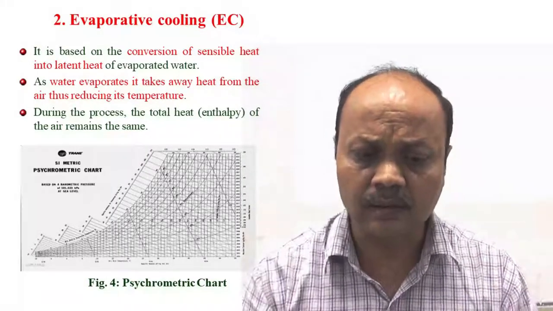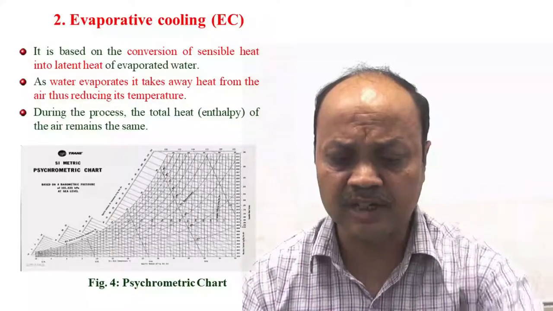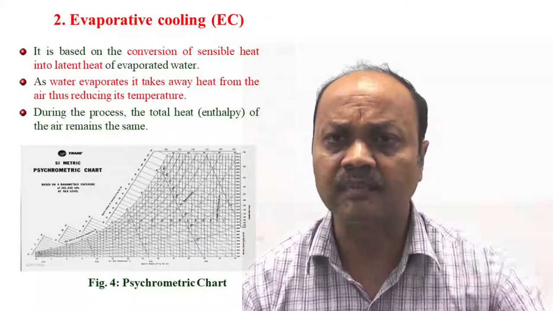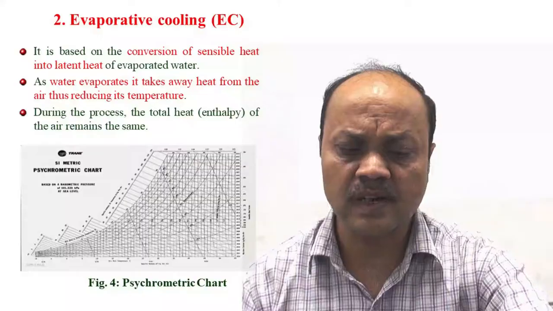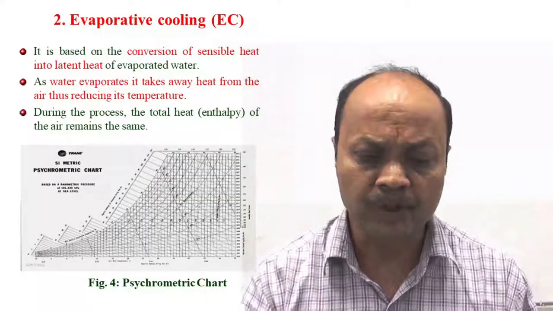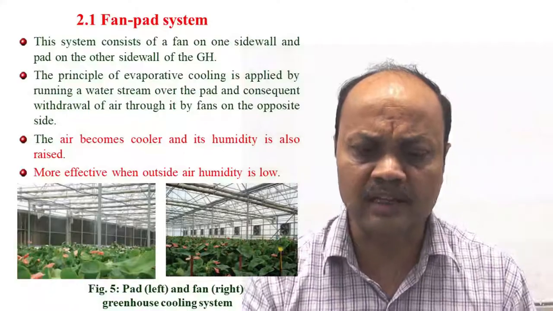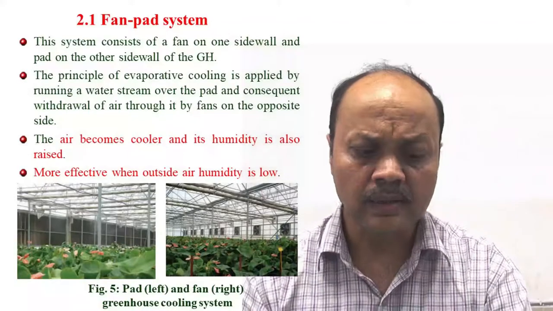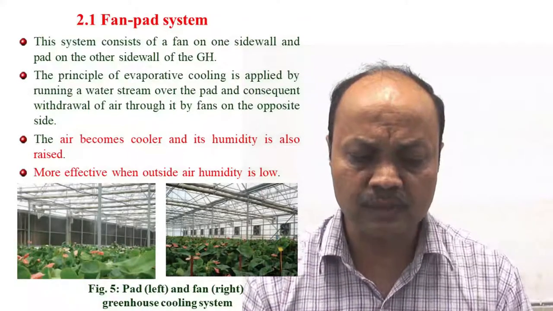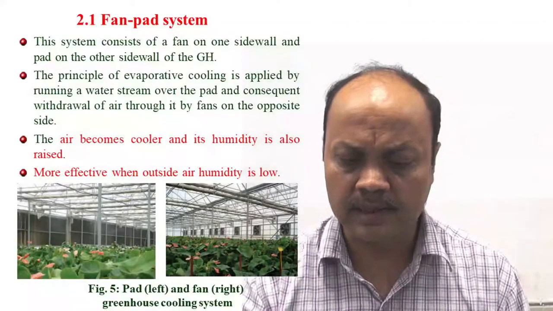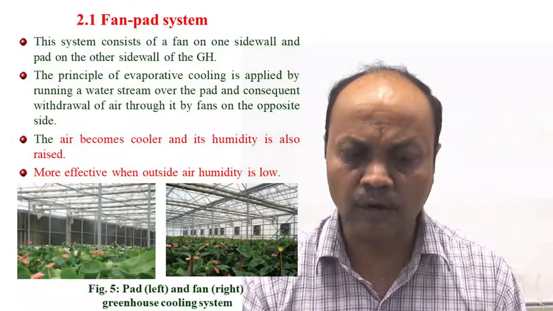And during that, you can see this is a psychrometric chart, this is the constant enthalpy line. So this process occurs along the constant enthalpy line. And the same system I already explained, that is the fan-pad system. You can see in the left picture the pad is there, and on the right the fan is there. Okay, already I explained.